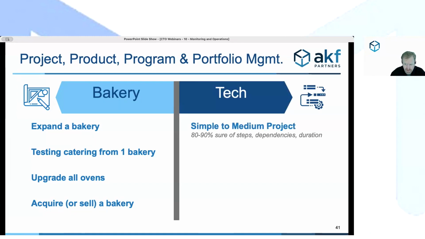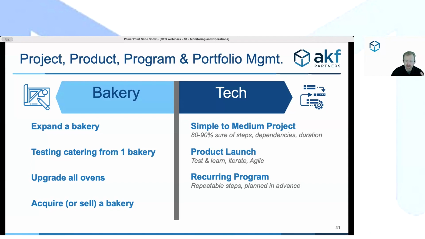So in the example of an expanded bakery, that's actually a project, but a simple one, because if you've done it multiple times, you're pretty sure what the steps are, what the dependencies are, or the duration. So that's a simple project, not a hard one. If I want to test catering, you've never done catering before, this is more like a product launch. This is more like test and learn, iterate. This is more of an agile type thing. And so you shouldn't necessarily manage it like a project. It should be more like launching a new product.